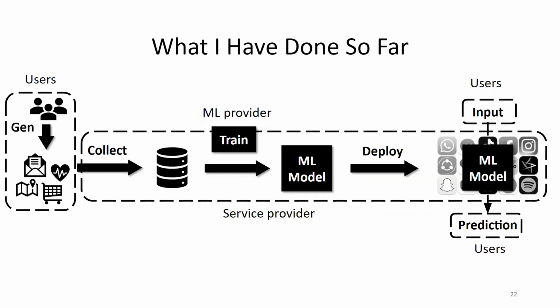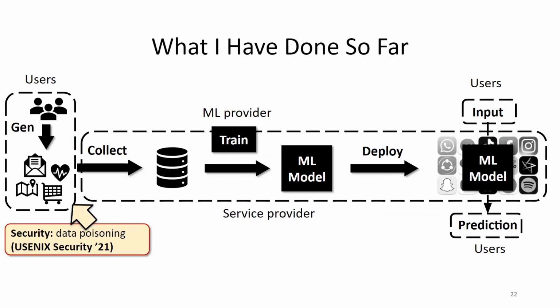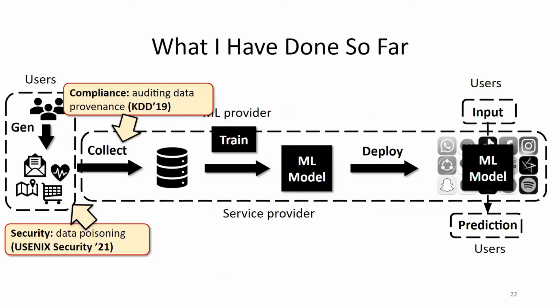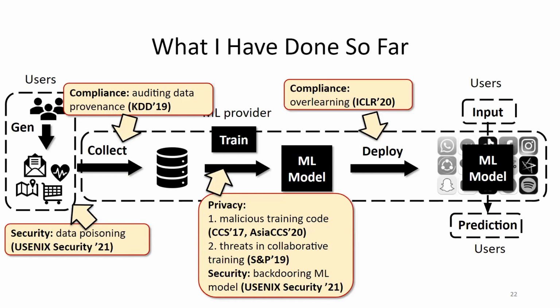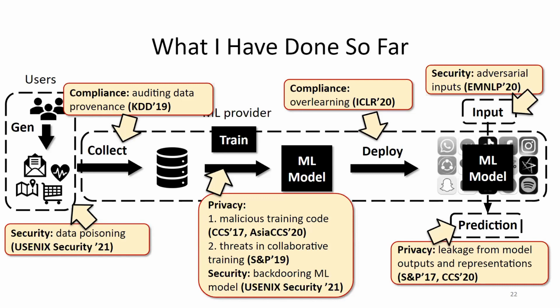Throughout my PhD, I have worked on identifying and measuring many of these threats to different parts of this pipeline, starting from data poisoning attacks at data collection time, and also detecting unauthorized data collection using auditing techniques. I have also worked on security and privacy problems in training procedures, and also these overlearning problems and their privacy concerns. Recently, we worked on adversarial inputs for NLP, and finally, identifying the privacy leakage from models' outputs and representations.